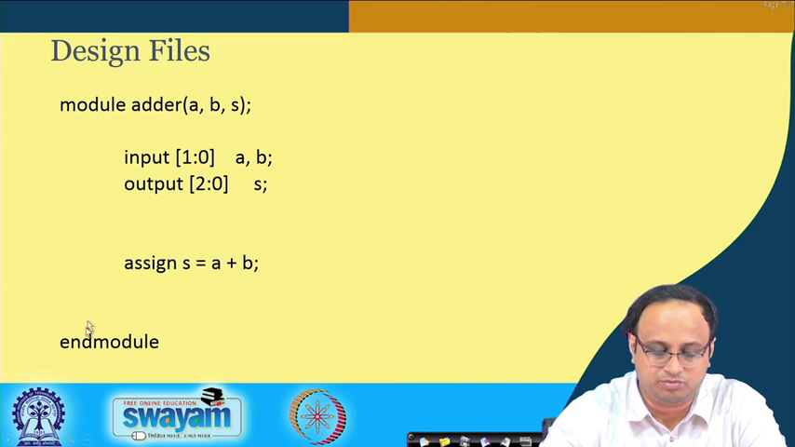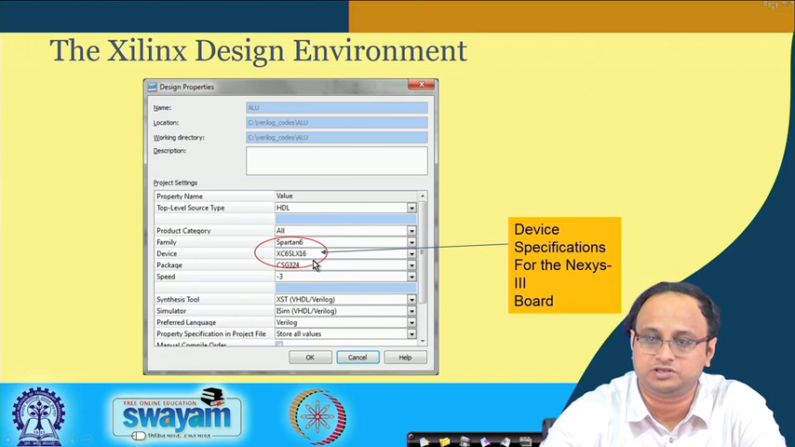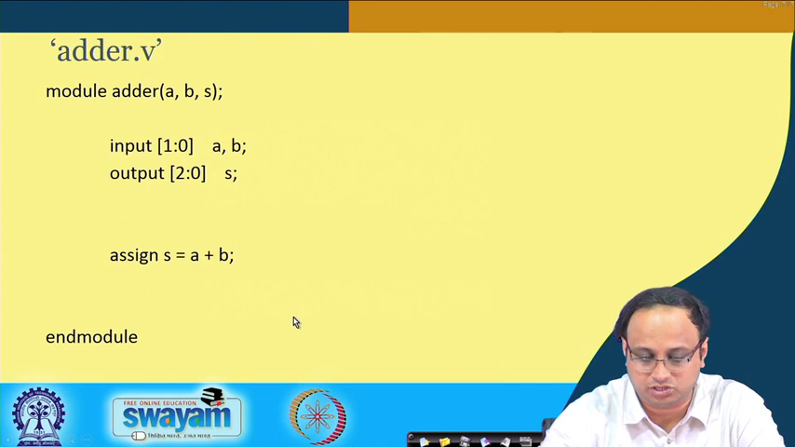Once you have developed that adder, you take it through a flow. Here is a Xilinx design flow. Here you can choose the target FPGA, write the corresponding family, device, package and other settings, and then pass it through some sequence of steps. Finally you will get the bit file. So the bit file here is your adder logic.